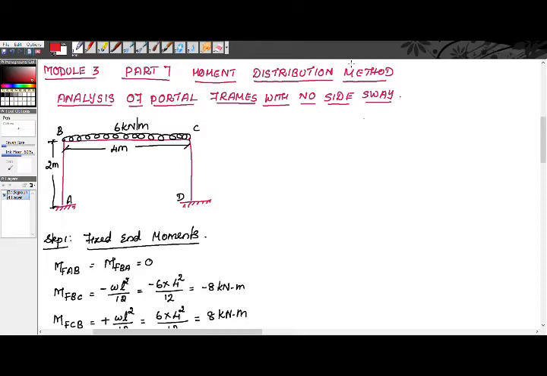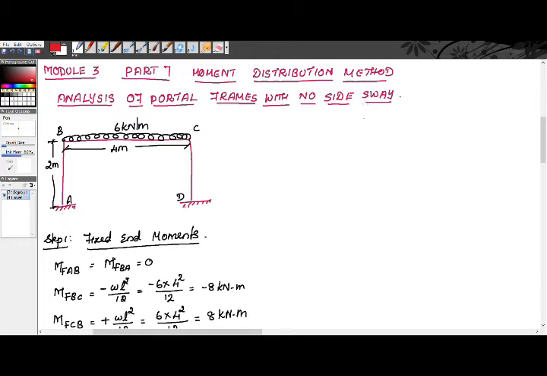Then we saw how to analyze a continuous beam resting on elastic column. So the difference is in the previous cases, when you are taking a continuous beam alone, there will be maximum 2 elements meeting at a joint. But in the last problem, we saw a continuous beam resting on elastic column, which means 3 members meeting at a joint. So today we are going to analyze another problem. We are going to see how to analyze a portal frame with no side sway.